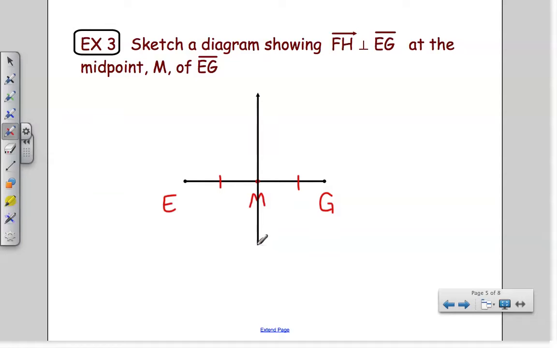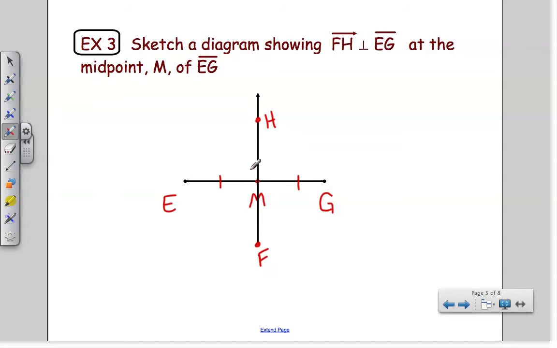Now, this is ray FH. So I need to put an endpoint here. The arrow goes in that direction, so I'll put my point somewhere in here. F was the endpoint, so I have to put that here. And H was out towards the ray, in what direction we're going forever. Alright, I think that's good.